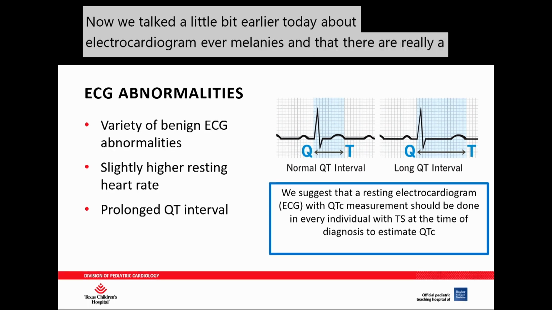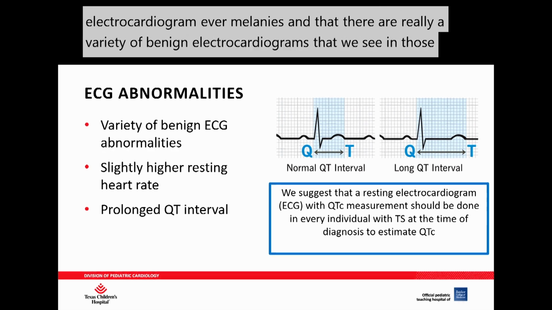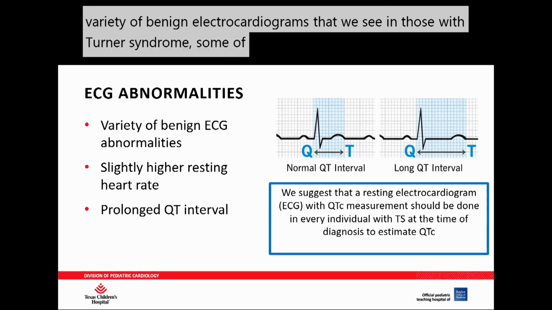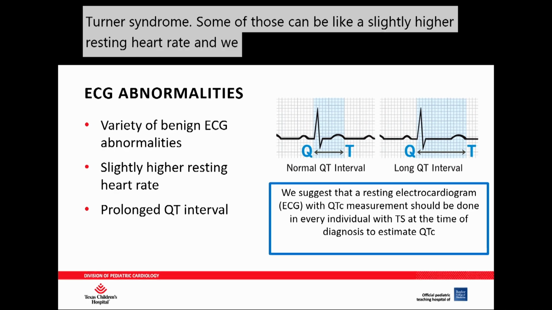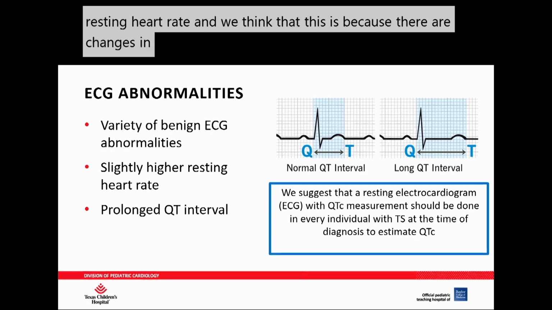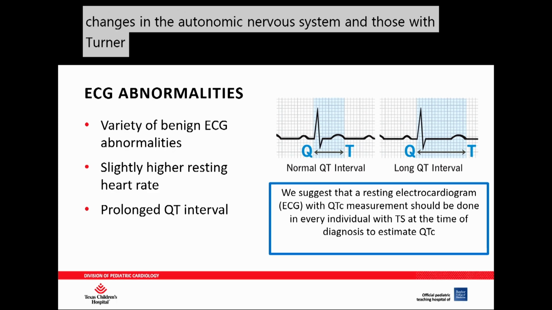Now, we talked a little bit earlier today about electrocardiogram abnormalities, and that there are a variety of benign electrocardiogram abnormalities that we see in those with Turner syndrome. Some of those can be a slightly higher resting heart rate, and we think that this is because there are changes in the autonomic nervous system in those with Turner syndrome. So what is the autonomic nervous system?